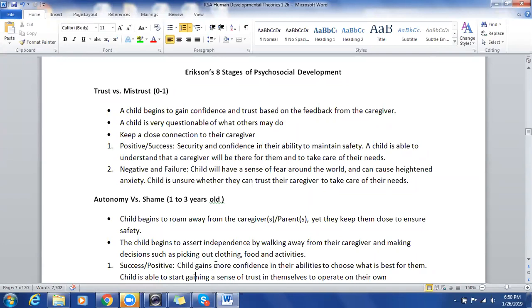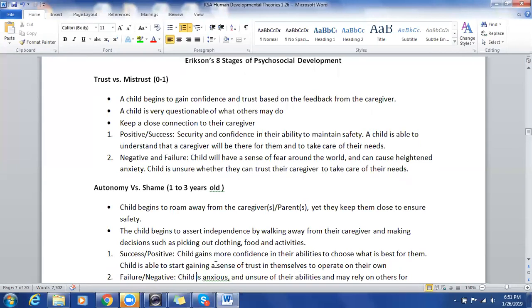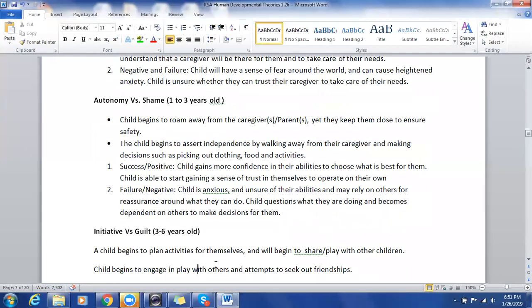The negative and failure side is when a child will have a sense of fear around the world and can have heightened anxiety based on the fact that they have to rely on themselves at such a young age, and the child is unsure whether they can trust their caregiver to take care of their needs. So then they start developing and doing whatever they feel is necessary for their own needs, which then leads us into autonomy versus shame, which is 1 to 3 years old.